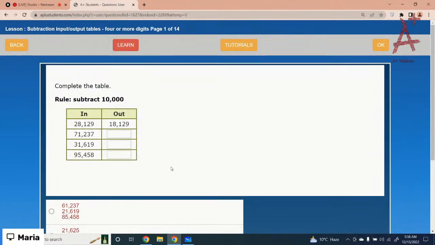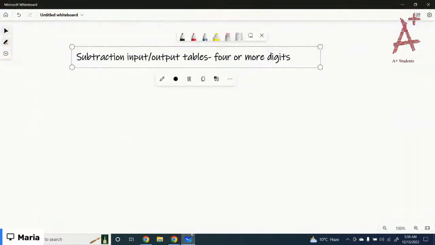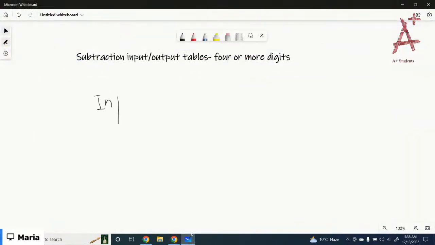Okay, complete the table. You are given with a table. You have to complete the table. You are given with the input values and the output values. And also you are given with a rule. Got it?